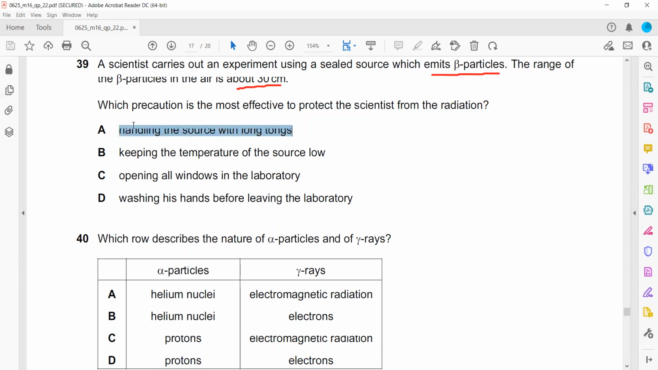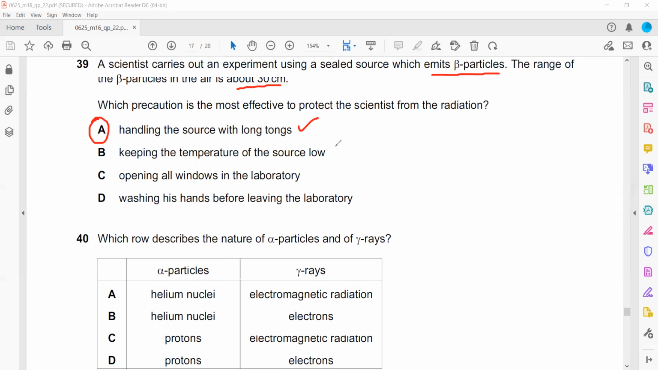Like the distance between the scientists should be more with a source. So handling the source with a long tongue, that is right. Because if he's handling a source with a long tongue, means the source is away from him. So it will have a better precaution, like he's having a correct precautionary measure. So this radioactive radiation will not affect.